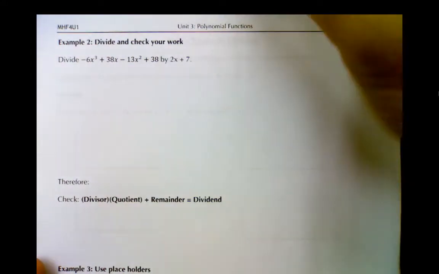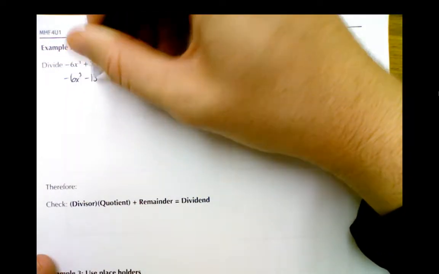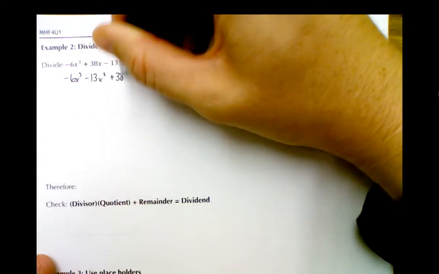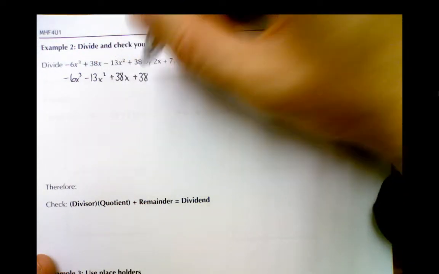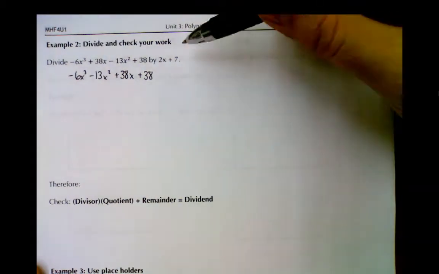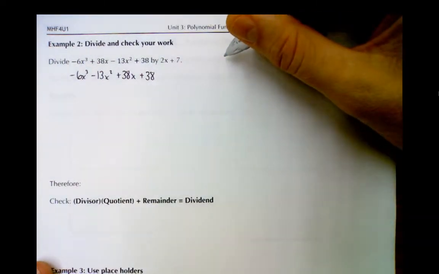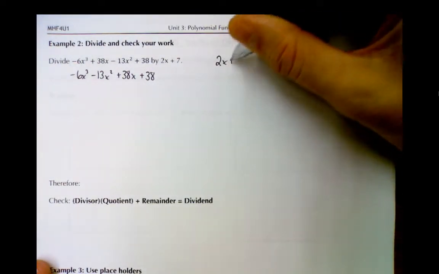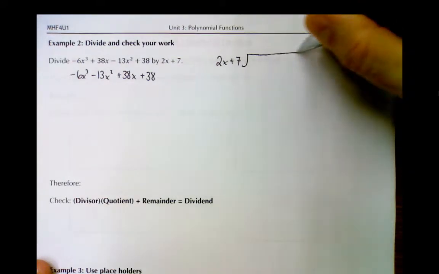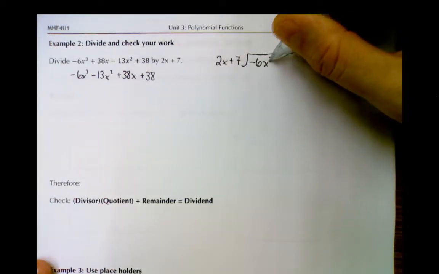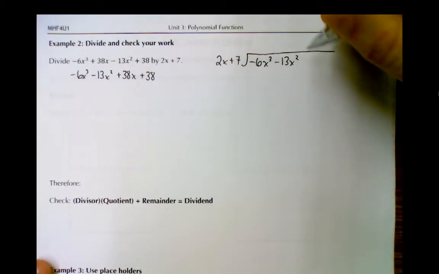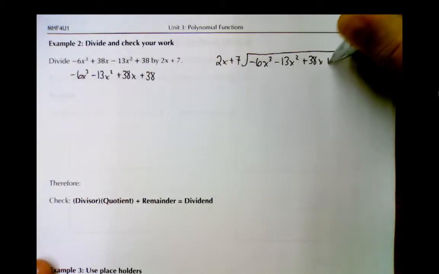So we do need to rewrite this as negative 6x cubed minus 13x squared plus 38x plus 38. And the same applies for your divisor, 2x plus 7, it needs to be in descending order as well. Now that we're in descending order, we can set up our division question. We're going to divide 2x plus 7 into negative 6x cubed minus 13x squared plus 38x plus 38.